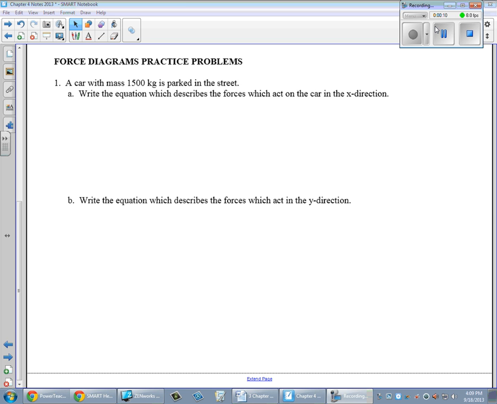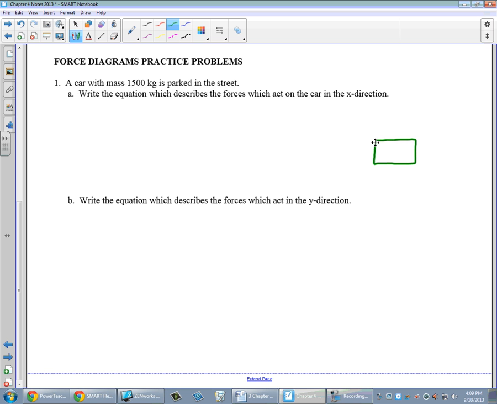Question 1. A car with mass 1,500 kilograms is parked in the street. Write the equation which describes the forces which act on the car in the x direction. If I draw a force diagram for this car, I can see that the weight of the car is 1,500 kilograms times 10, or approximately 15,000 newtons. And the normal force would be equal and opposite to that at 15,000 newtons. And there are no forces in the x direction. So there is no equation to write because there are no horizontal forces.